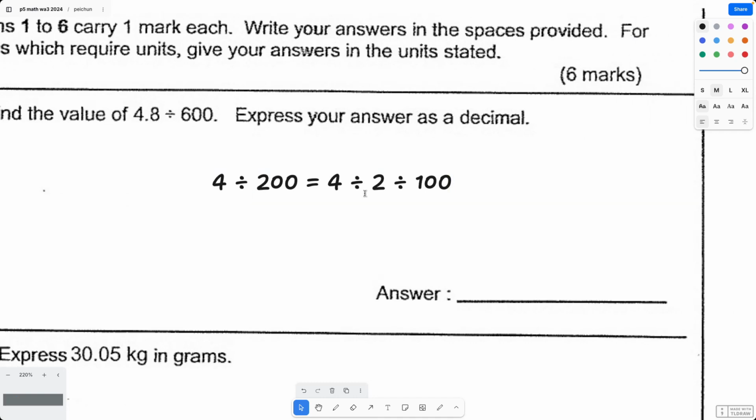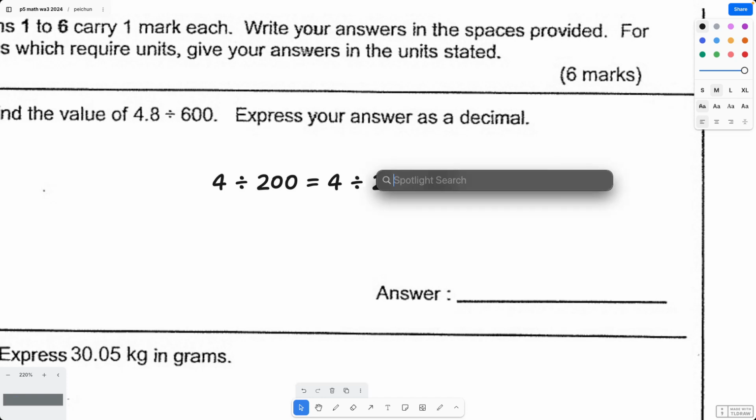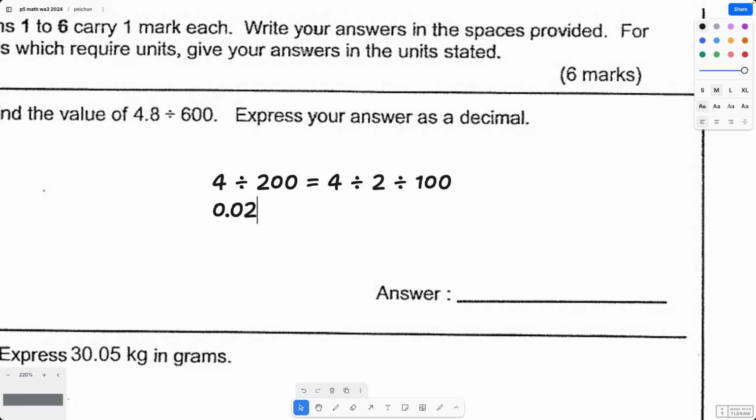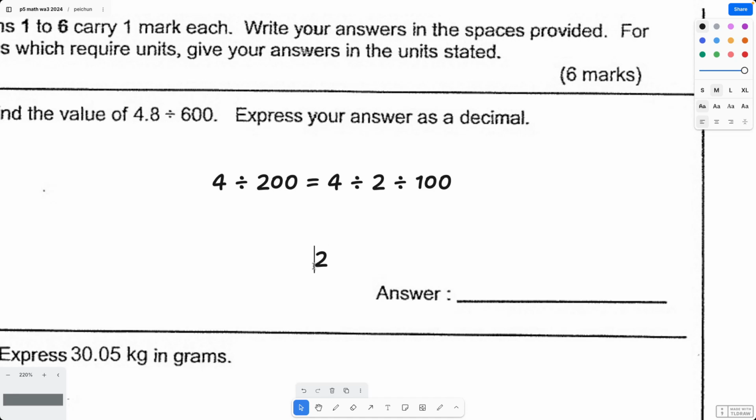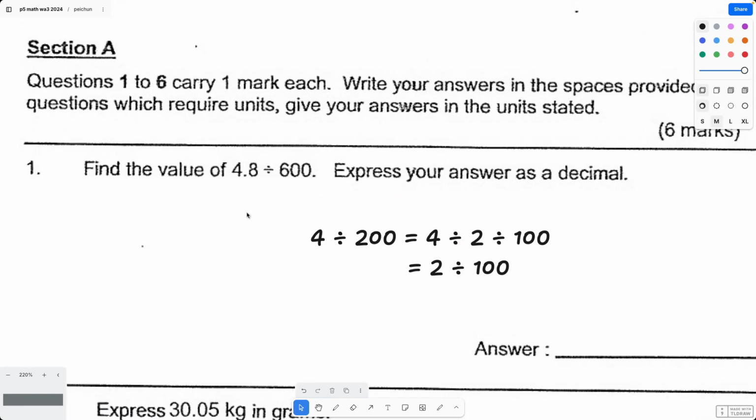Because 4 divided by 200, if I were to show you on the calculator, is 0.02. So 4 divided by 2 is essentially 2, and then we have the divide by 100. So this is the same. We're going to use this method to make this a little bit easier for us to do.